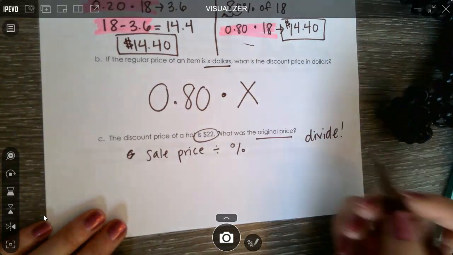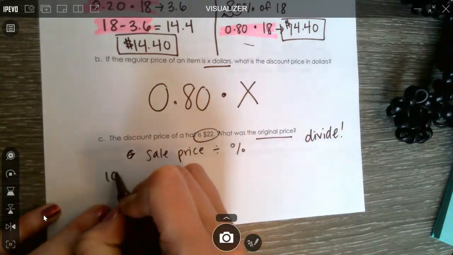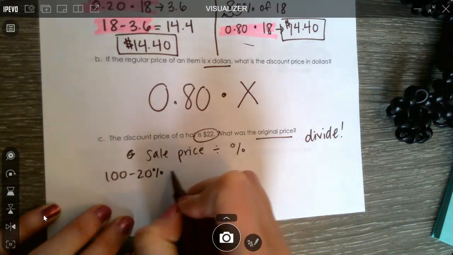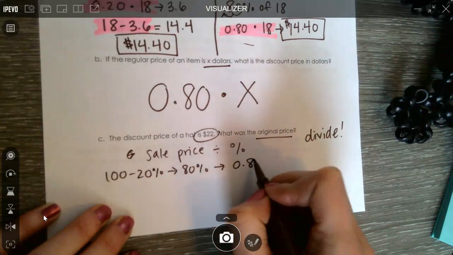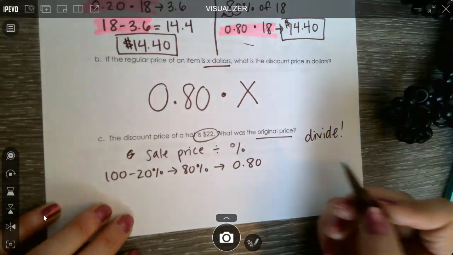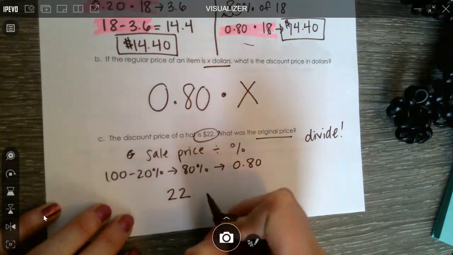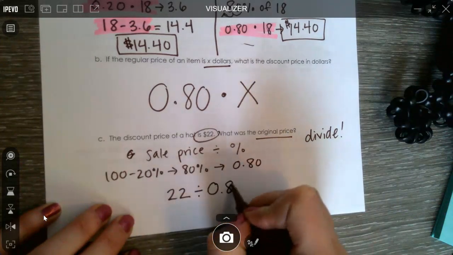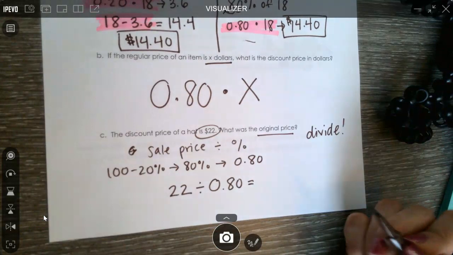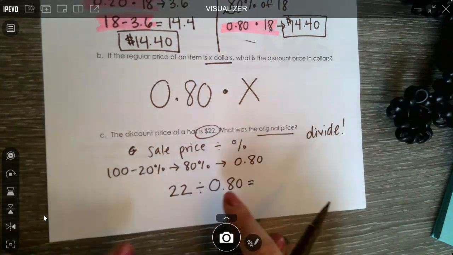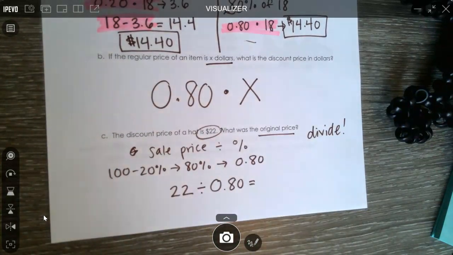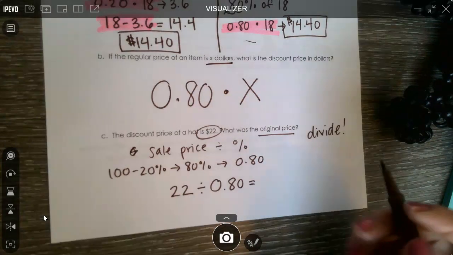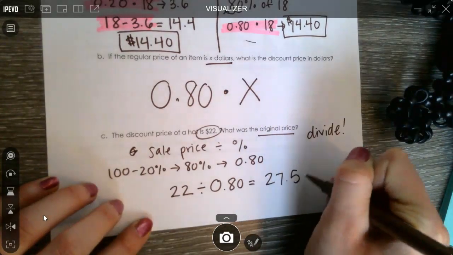Okay? Well, what was my percent? It's a decrease, right? 100 minus 20%. I'm left with that 80%. Changing that to a decimal, 0.80. So now I'm going to take the sale price was 22 divided by 0.80, and the hope is that I get a number bigger than 22. And because this number is smaller than 1, that has to happen, right? So if I divide 22 by 0.8 in my calculator, I get 27.5.